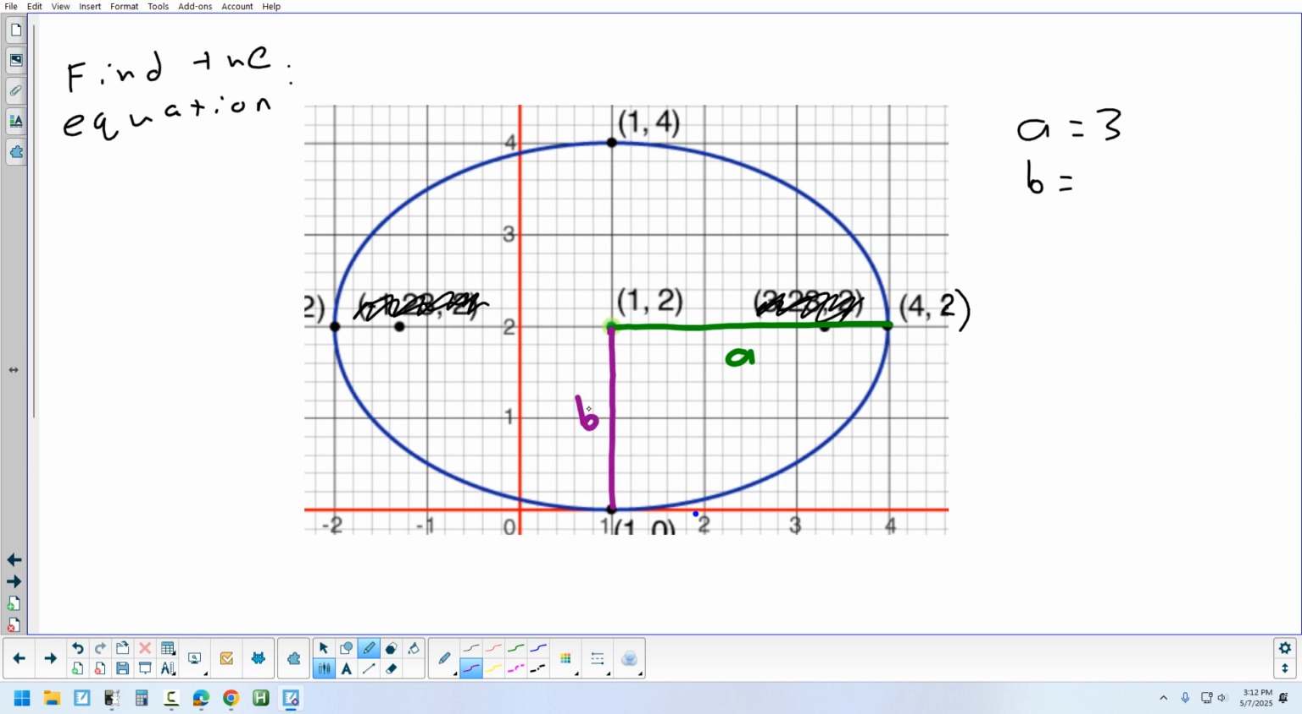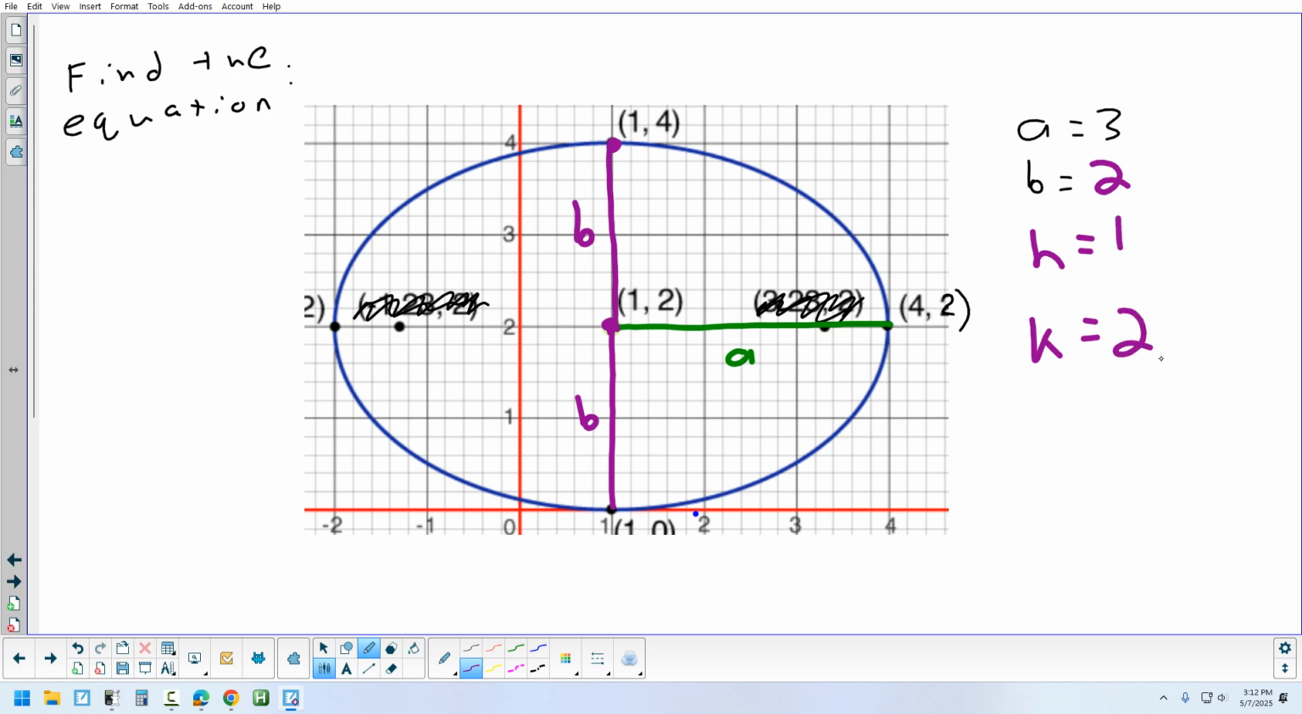So that's B. So that is, well, let's look at this one because it didn't get cut off. 1, 2 up to 1, 4. How many units is that? 2. Yeah, 2 units. Okay, so we've got A, we've got B. We don't need C, but the other 2 letters we need, H and K. H and K are the coordinates of the what? The center, yeah. And what's the center of that ellipse? 1, 2. 1, 2, yep.